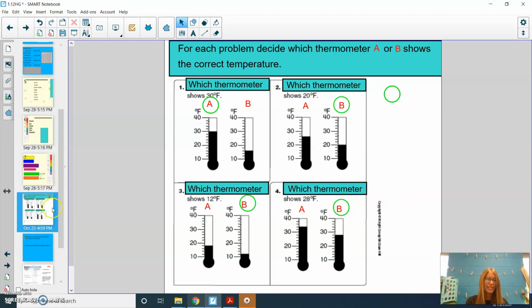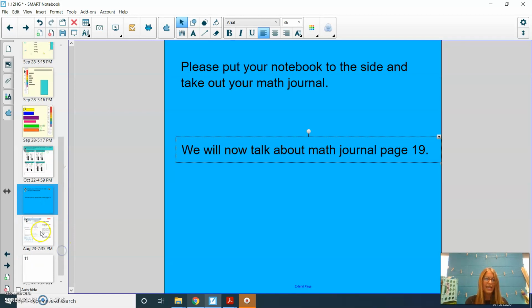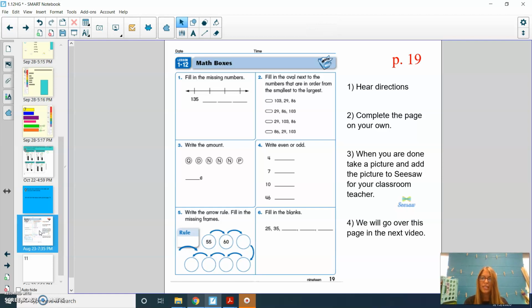But now for our last thing, let's put our notebook to the side and take a look at math boxes. If you could look at page 19, we'll quickly talk about the directions. When you're all done, if you could take a picture, add that picture to Seesaw for your classroom teacher, and we'll go over this page in our next video. For question number 1, you need to fill in those missing numbers. For question number 2, fill in the oval next to the numbers that are in order from smallest to largest. So again, take a look. Which of these has them in the correct order with the smallest number first and the largest number last?